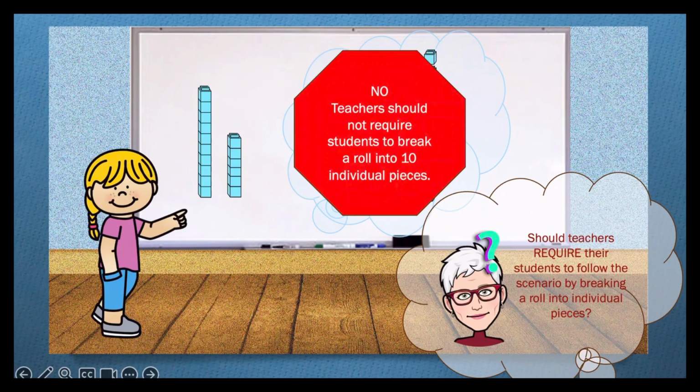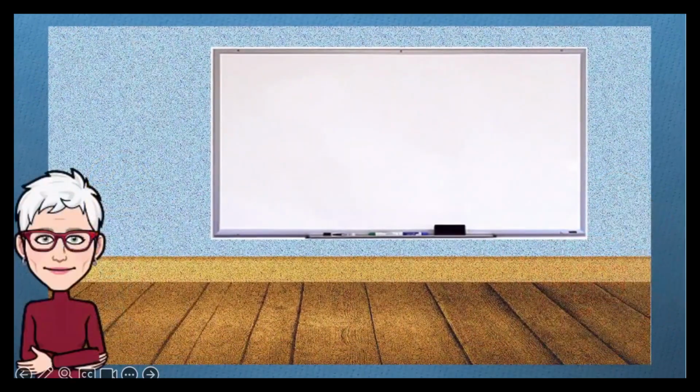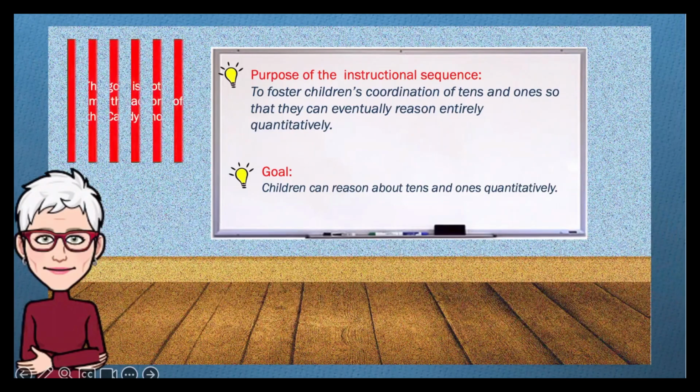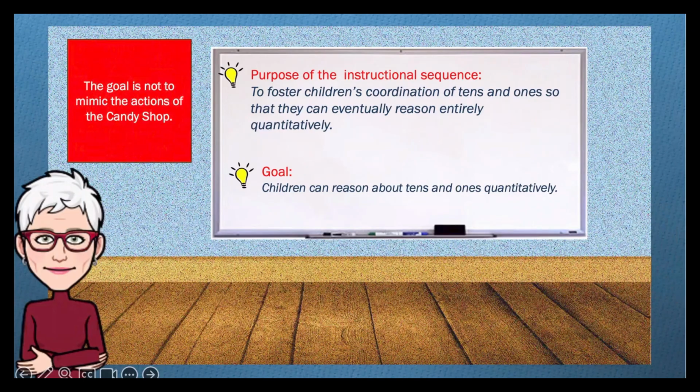Remember, the purpose of this instructional sequence is to foster children's coordination of 10s and 1s so that they can eventually reason entirely quantitatively. The scenario is one tool to get to that goal. But the ultimate goal is that children can reason about 10s and 1s quantitatively. The goal is not that they mimic the actions of the candy shop.